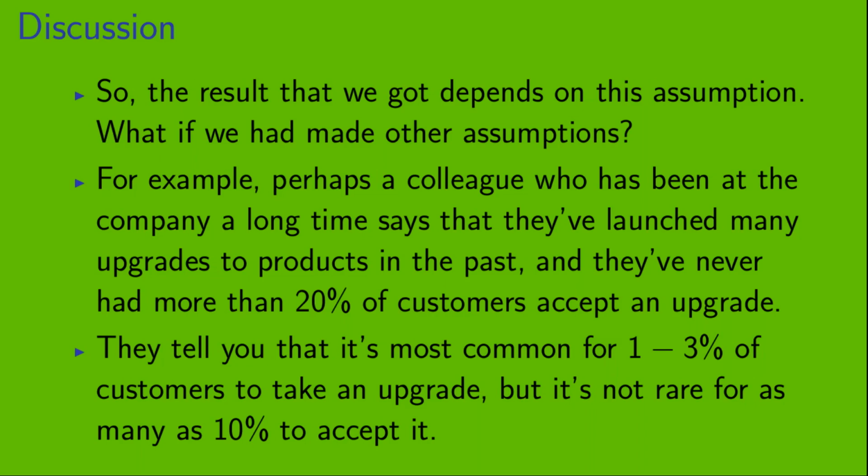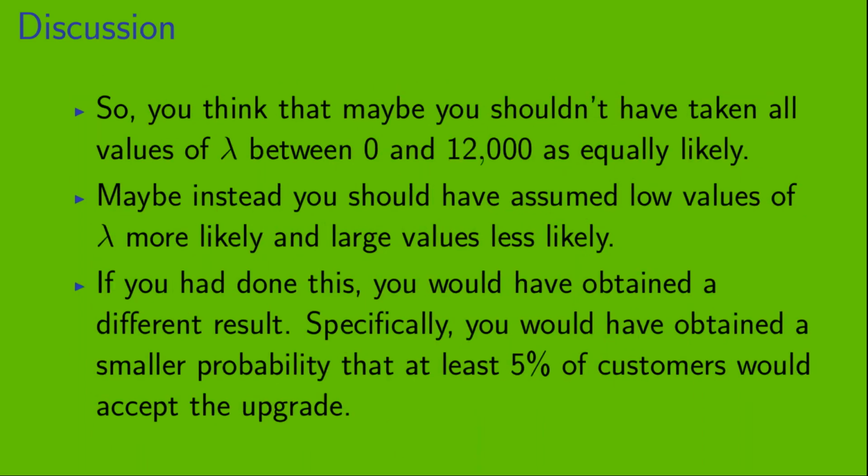For example, perhaps a colleague who has been at the company a long time says that they've launched many upgrades to products in the past, and they've never had more than 20% of customers accept an upgrade. They tell you that it's most common for 1 to 3% of customers to take an upgrade, but it's not rare for as many as 10% to accept it. So you think that maybe you shouldn't have taken all values of lambda between 0 and 12,000 as equally likely. Maybe instead you should have assumed low values of lambda more likely and large values less likely. If you had done this, you would have obtained a different result. Specifically, you would have obtained a smaller probability that at least 5% of customers would accept the upgrade.